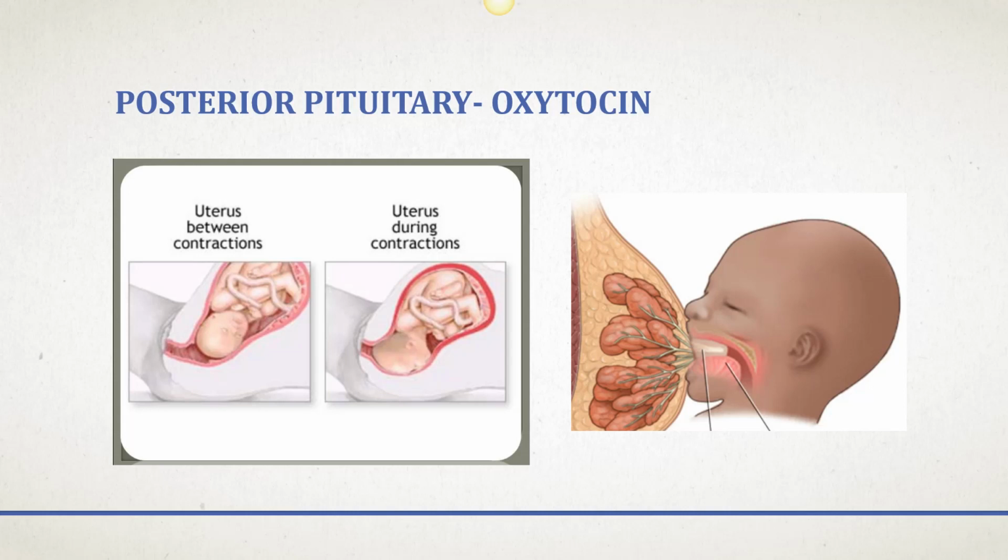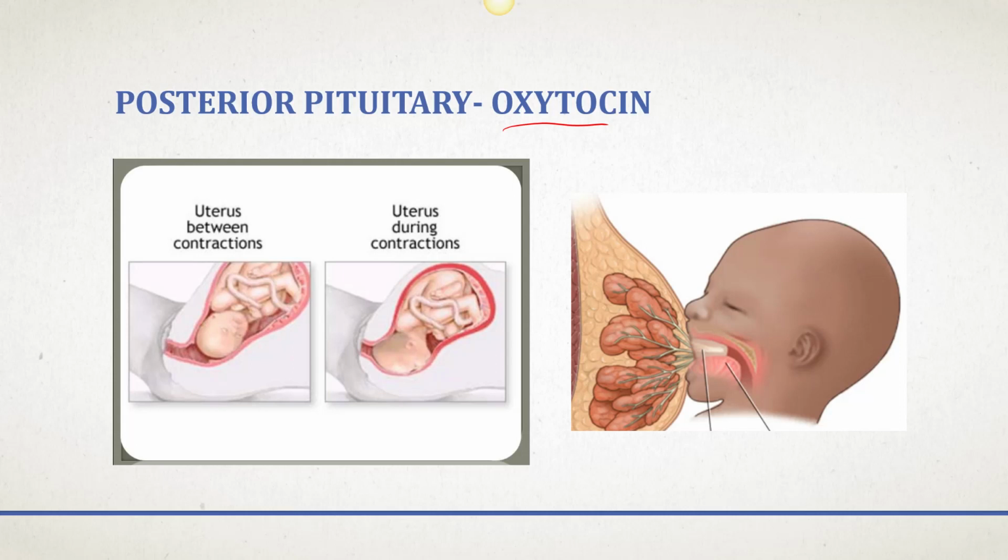So now we're going to switch gears and talk about the posterior pituitary gland. Remember, the posterior pituitary gland does not produce its own hormones. These hormones are produced in the hypothalamus and released from the posterior pituitary. There's only two of these. So one of them is oxytocin.